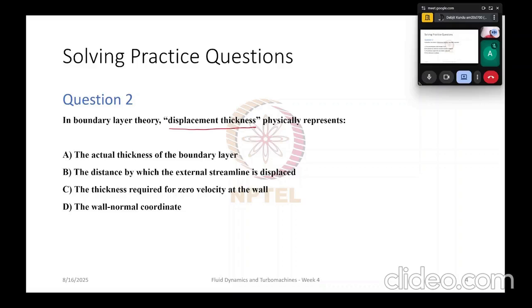So read the question and the options carefully. Then once you can pick the correct option, you can either type in the chat box or you can unmute and answer, whichever way you feel comfortable.